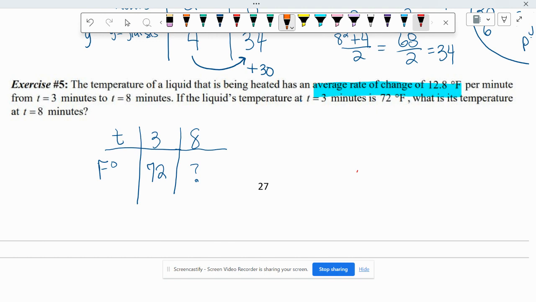So here's what I want to ask you. How much time is between, what is the change in x? It's 5. So I don't know what this change is, but I know that if I take the number 5 and I multiply it by the average rate of change, I'll figure out what my y value is. I can figure out my change in y.